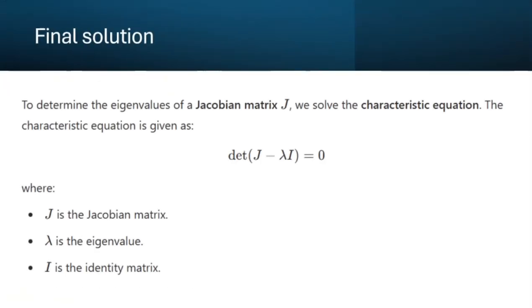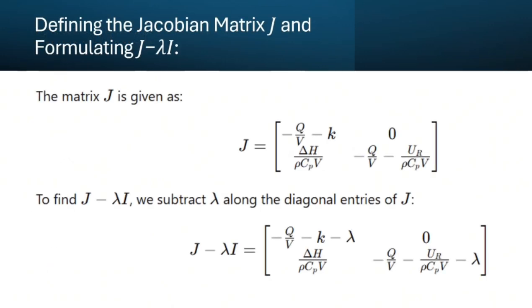And now we are here to find the eigenvalues of the Jacobian matrix J, in which we have to solve the characteristic equation. The characteristic equation is given as determinant of J minus lambda I equals 0, where J is the Jacobian matrix, lambda is the eigenvalue, and I is the identity matrix. Now, defining the Jacobian matrix J and formulating matrix J minus lambda I. So, matrix J is given as below here, as you can see. And to find J minus lambda I, we subtract lambda along the diagonal entries of J, which you can see here in the first and the fourth element, which are diagonal across each other.